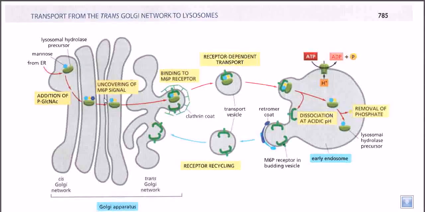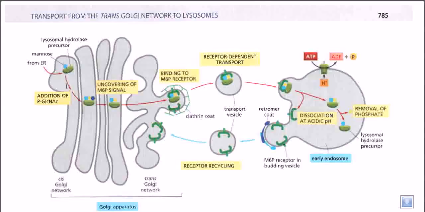After sorting in the Golgi apparatus, they need to be transferred through the trans-Golgi network to the early endosome. So how can they be transferred? Suppose in this example, as we can see, a lysosomal hydrolase precursor enzyme is produced, and it is attached with the mannose residue. This is the post-translational modification from the endoplasmic reticulum. It has been taken along with the mannose residue.